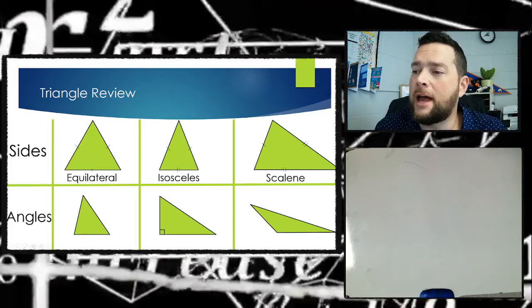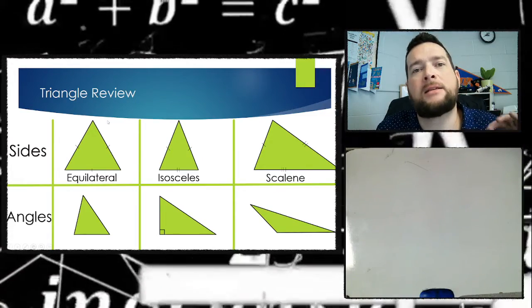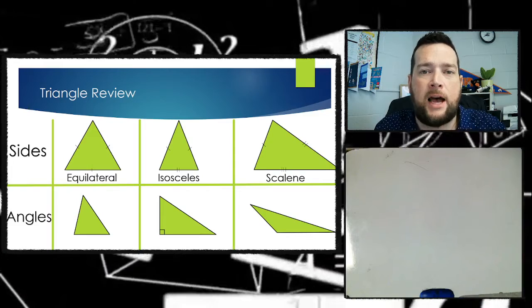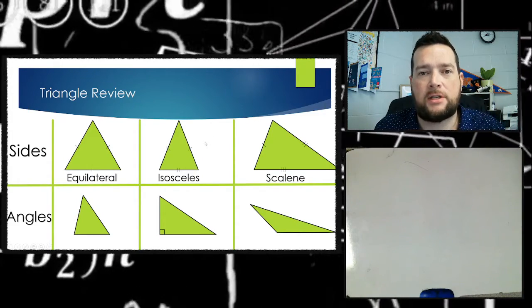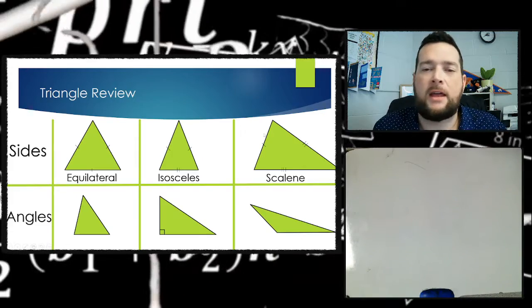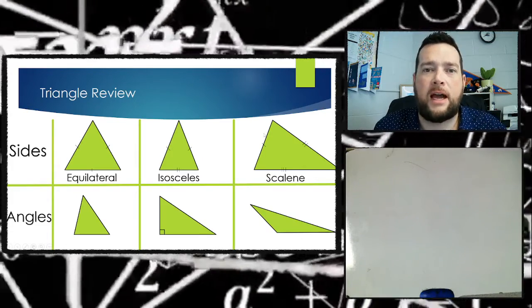All right, the labels for the classification for sides, you have options of equilateral, isosceles, and scalene. An equilateral triangle is a triangle where all three sides are the same. An isosceles has two sides the same and one different. And then a scalene triangle has all three sides different.